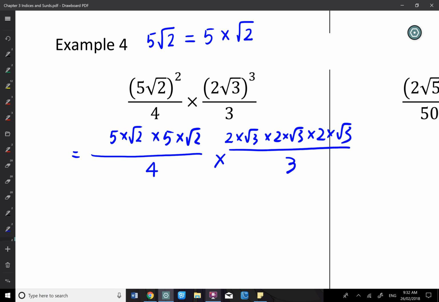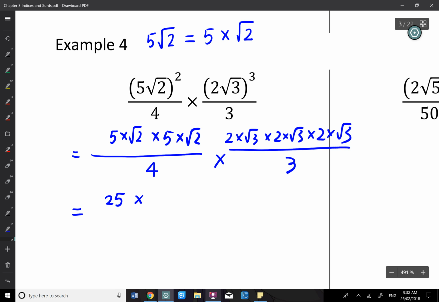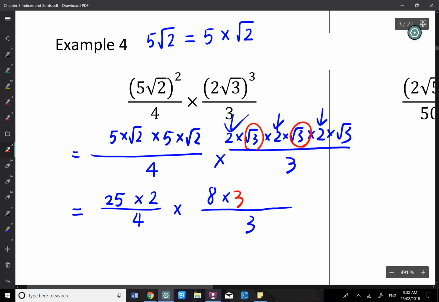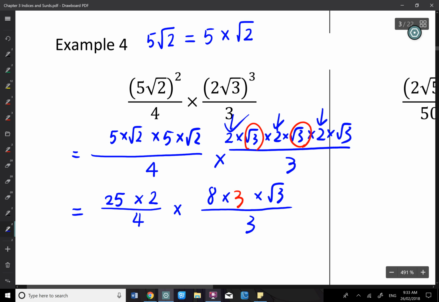So for the first one, 5 root 2 squared, you square the 5 and then you square the root 2. When you square the 5, you have 25, times the square of root 2. Same root times together just becomes the number inside. So root A times root A gives you just A. So root 2 times root 2 will give you a 2. And then that's over 4, times, you have a 3 here. 2, 2, 2, you will have an 8. And 2 of the root 3 times together will give you a 3. You're left with a root 3, so you just write root 3 here.